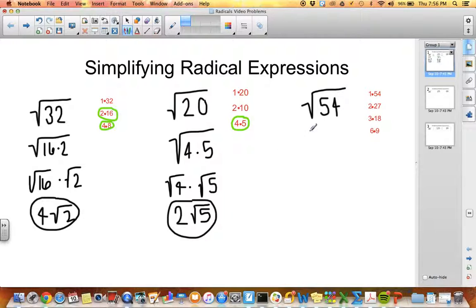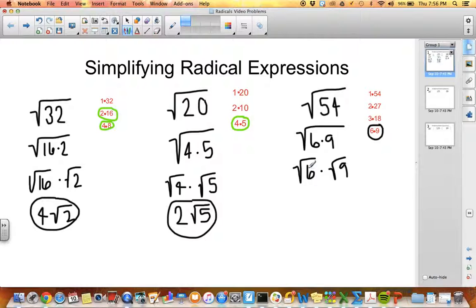All right, last one, the square root of 54. So I listed all my factors out already. 1 times 54, 2 times 27, 3 times 18, and 6 times 9. So my only perfect square in here is 9. So we're going to rewrite this as the square root of 6 times 9. We break it apart. So the square root of 6 times the square root of 9.